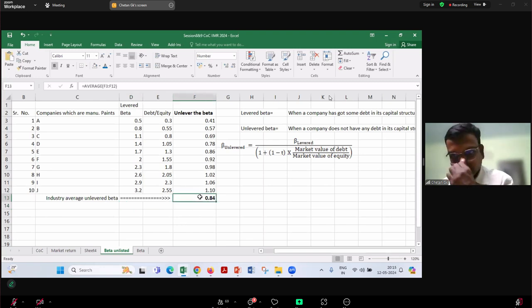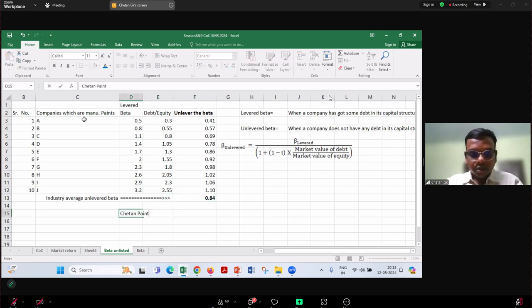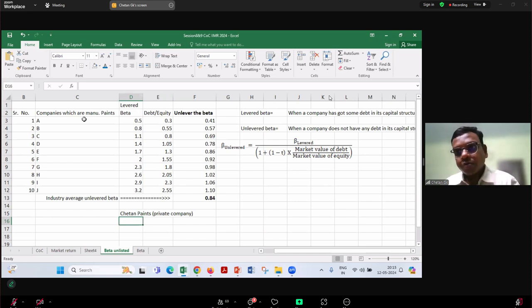Until this, have you understood what are we doing? So we have taken up the companies, we have noted down their betas, we noted down their debt to equity ratio, then we unlevered the beta, and we have taken the simple average of that. Why are we doing this? Because my company XYZ Chetan Paints is a private company. So for a private company, there is no beta which is readily available because my company is not being traded in the stock exchange. Okay. So how to compute this?